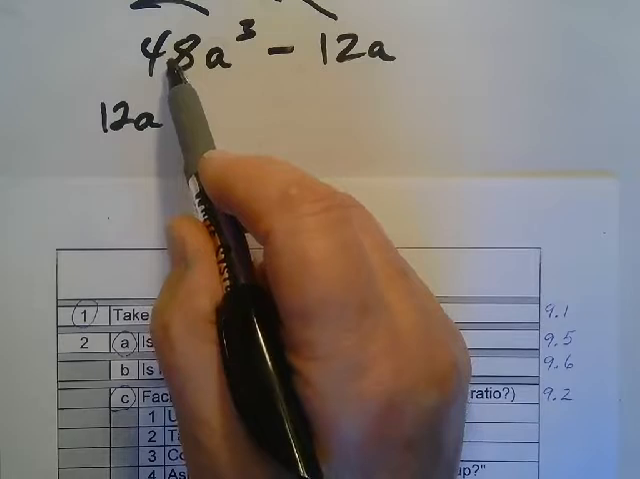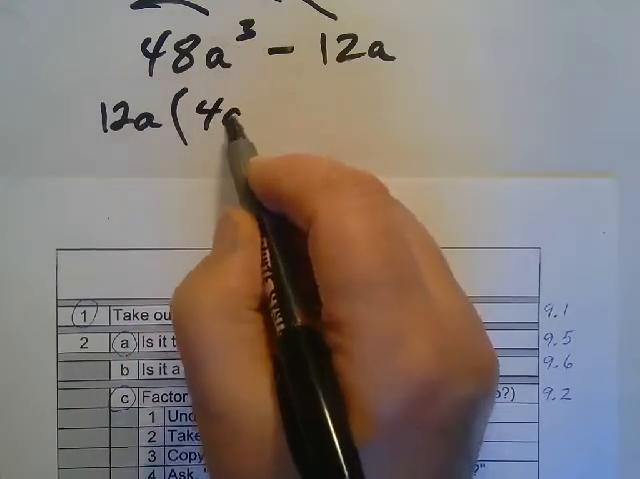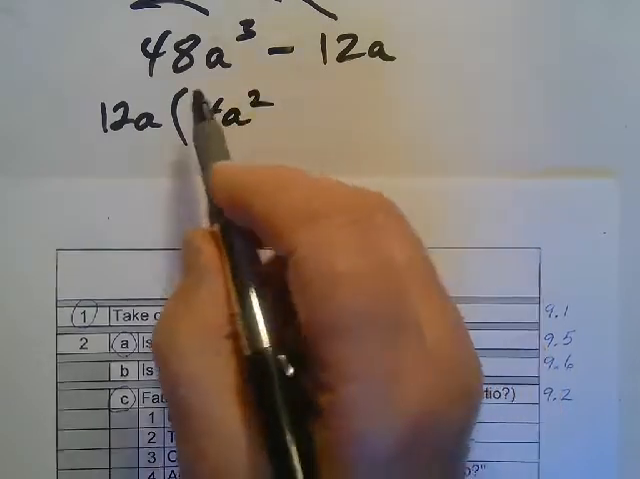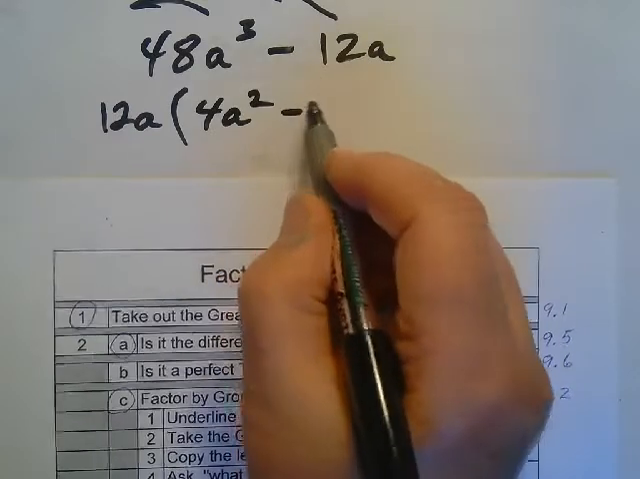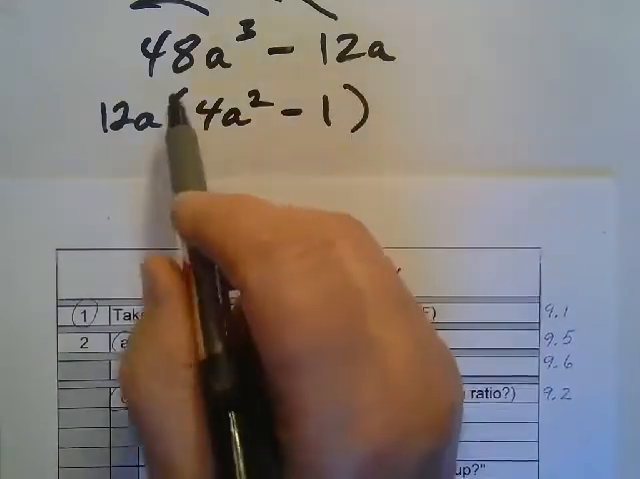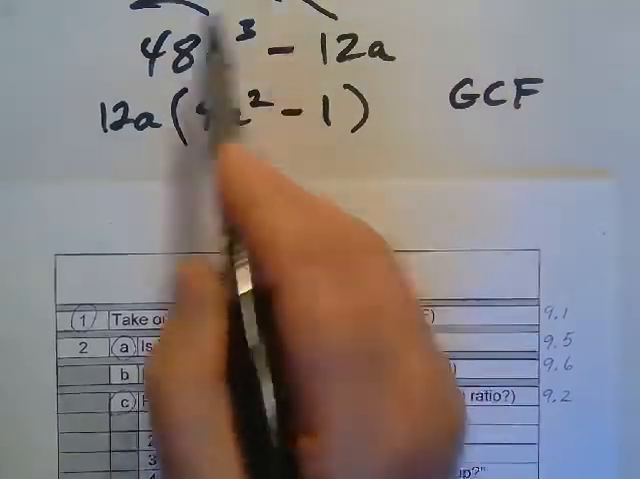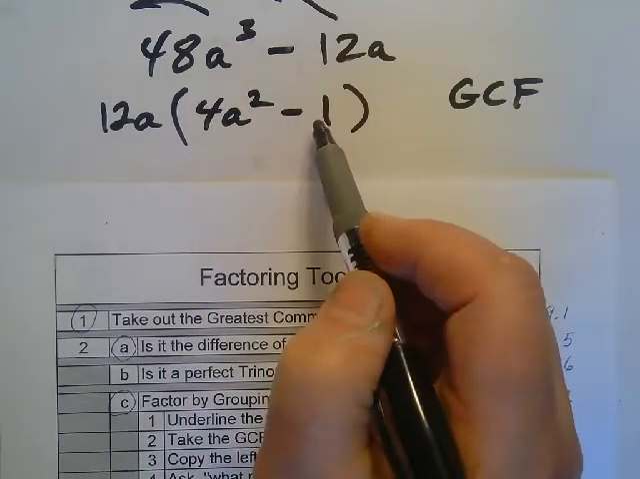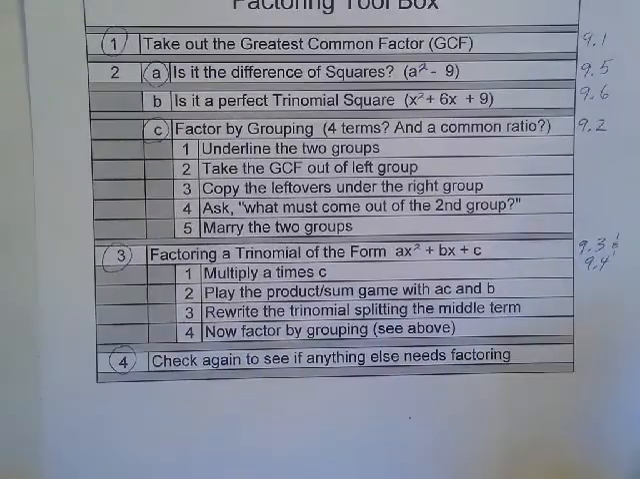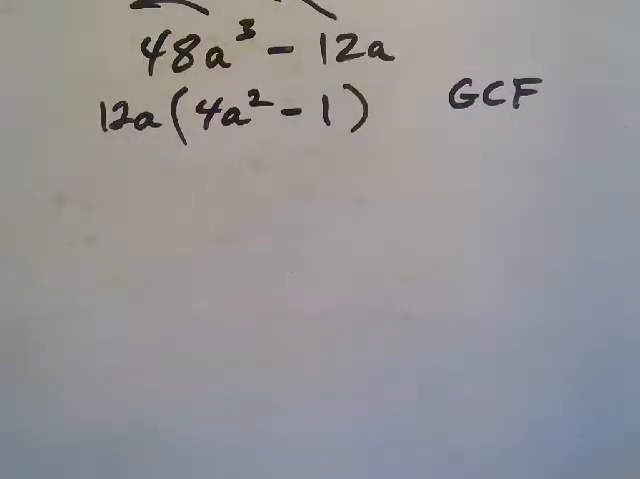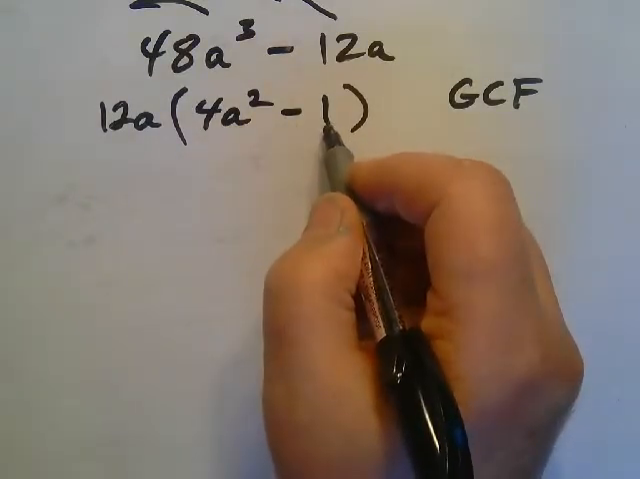And if we take 12 out of 48, 12 goes into 48 4 times. And if we take an a out of a cubed, we leave behind a squared. Okay? If we take 12a out of 12a, we've got to leave something behind, so we're going to leave behind a 1, negative 1 there. So this is taking out the GCF, the greatest common factor. So I pulled out 12a and I've left this behind. So somebody would look at that and say, oh good, I'm done. But wait a minute. Check again to see if there's anything else that needs factoring. So as I'm looking at this, I go, you know what? This thing right here is the difference of squares.